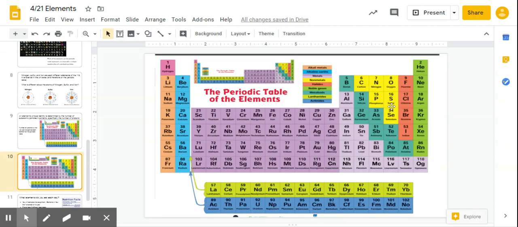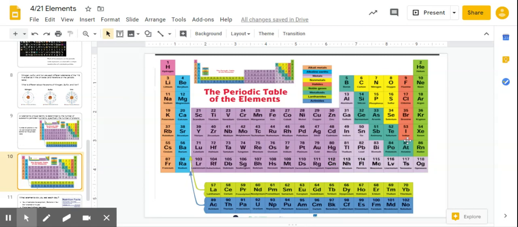Let's take a look at sulfur right here. Sulfur, it has a symbol S in this case. It's not always the first letter of the word. We'll talk more about that later. But we do see that number 16 right there. Sulfur has 16 protons.